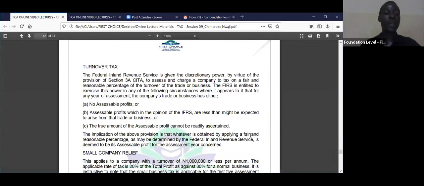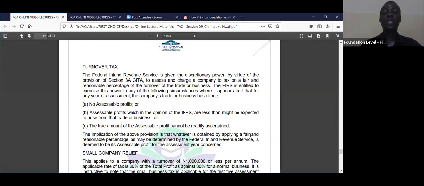Now there is what we call turnover tax. Turnover tax is where the federal government, through the FIRS, has the discretionary power to assess and charge a company to tax on a fair and reasonable percent of the turnover of the trade of the business. The FIRS is entitled to exercise this in any of these circumstances where it appears for a relevant year of assessment, the business has either no assessable profit. So when you have no assessable profit, they can say tax turnover. Or assessable profit which the FIRS thinks is lower than what is expected, they will use turnover. Or that the true amount of the assessable profits cannot be readily ascertained.